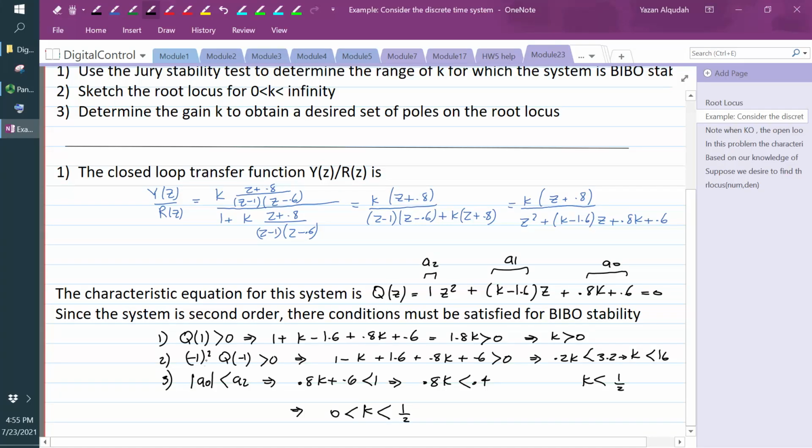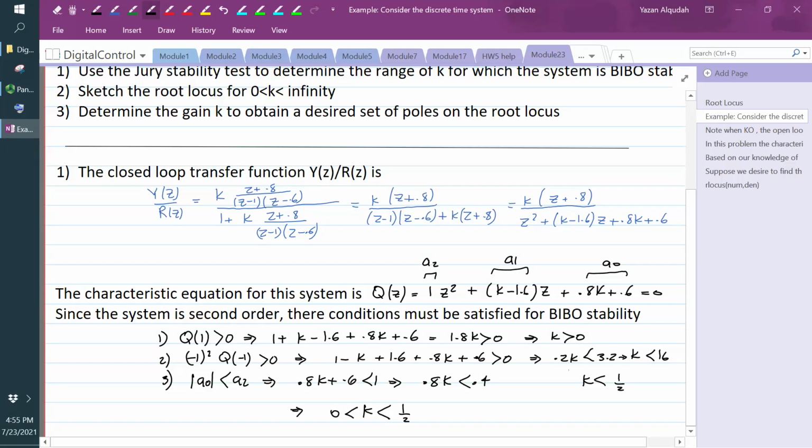We want negative 1 squared times q of negative 1 greater than 0. If we plug in negative 1, we're going to have 1 minus k plus 1.6 plus 0.8k plus 0.6.